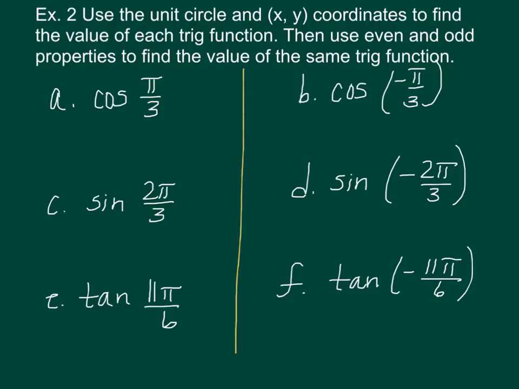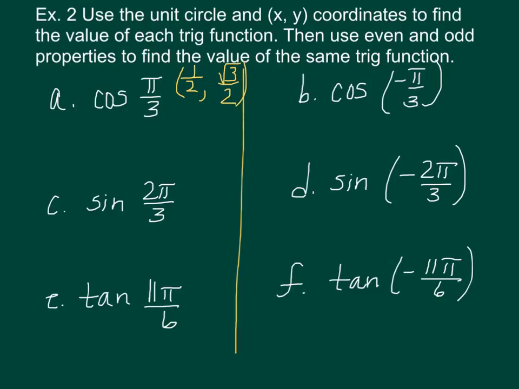In example 2, we're going to use what we call even and odd properties to find the value of the same trig function. The angles on the left are counterclockwise, traveling the distance around the circle, and the ones on the right, we are traveling clockwise. So for A, cosine pi over 3, remember pi over 3 uses the coordinates 1 over 2 and square root of 3 over 2.